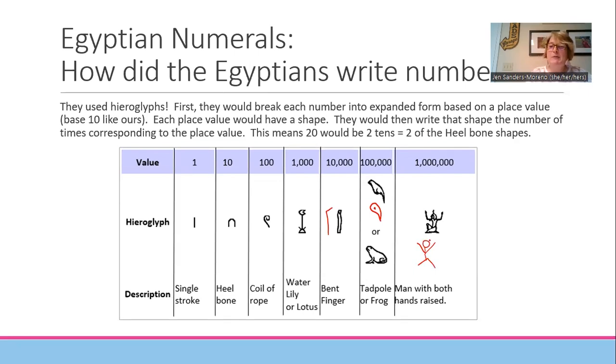We'll let that go. Okay, so what we're going to do is we're going to practice using these, and how it works is that, as you can see up here, if you want to write the number 20, you would need 2 tens. So 2 tens would be 2 heel bones. So this is what 20 would look like. If you wanted to write 50, guess what? You get to write 5 of those. Now, you can write them straight across. You can stack them in a creative way.